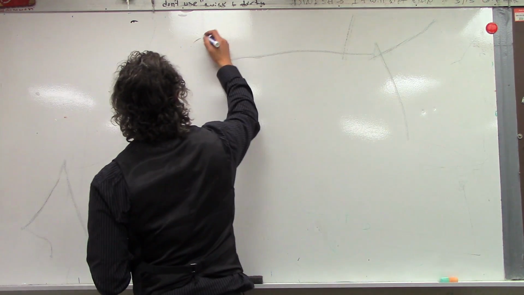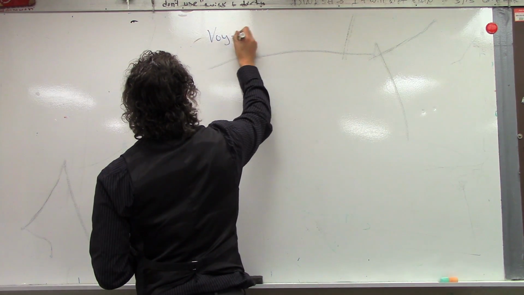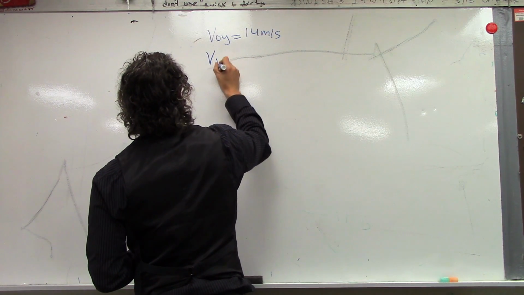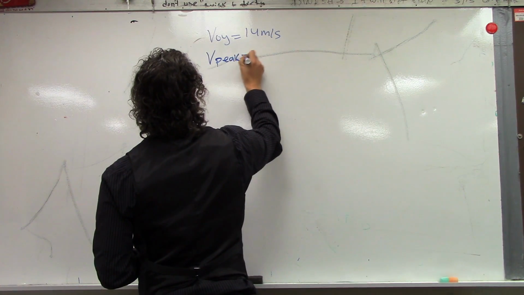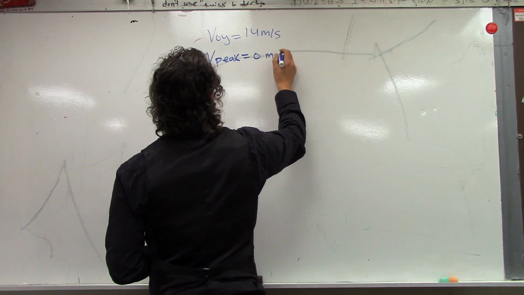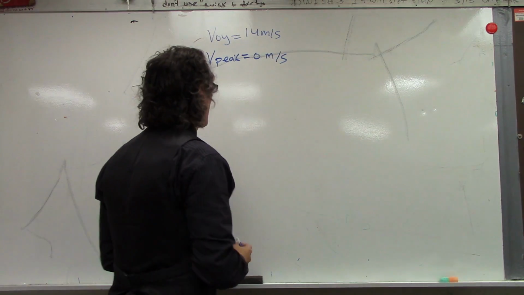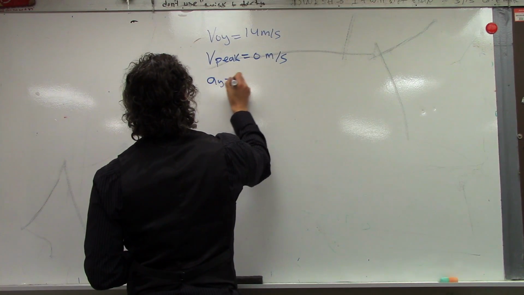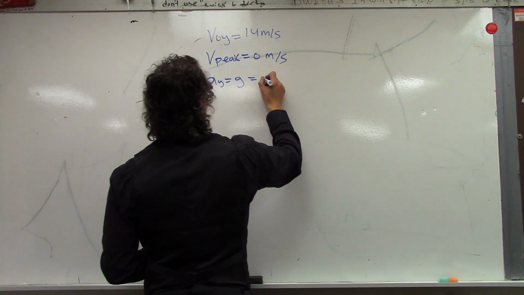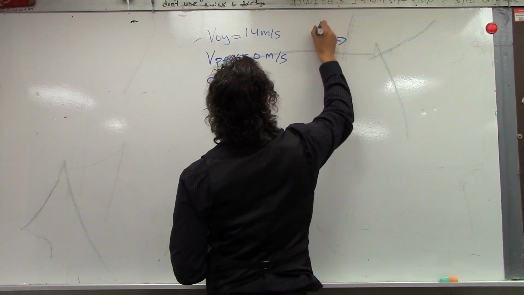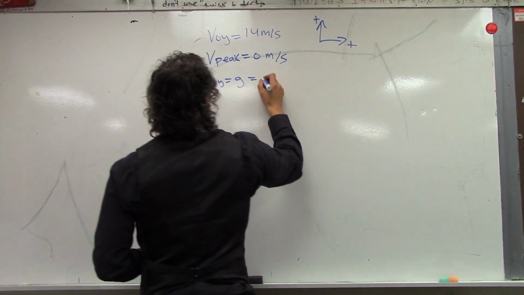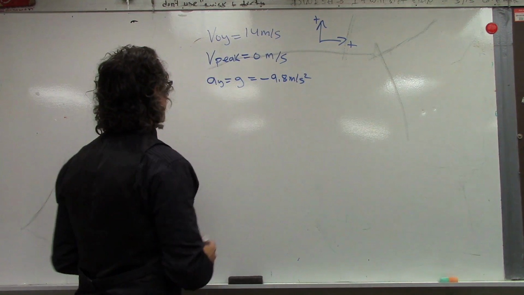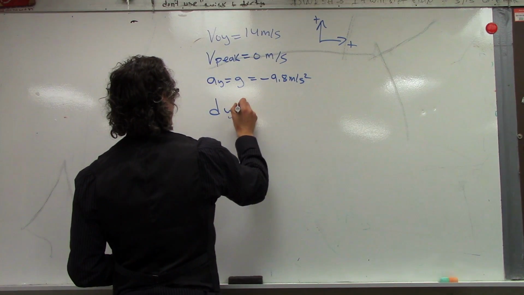All right, so we got V naught y is 14 meters per second. Well, we also know that at the peak it is 0 meters per second, okay? And we also know that ay is equal to g, which is equal to, according to our coordinate system, negative 9.8 meters per second squared. All right, and we want dy.